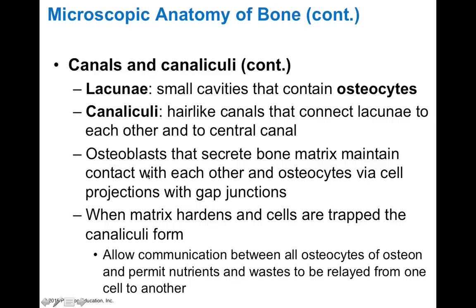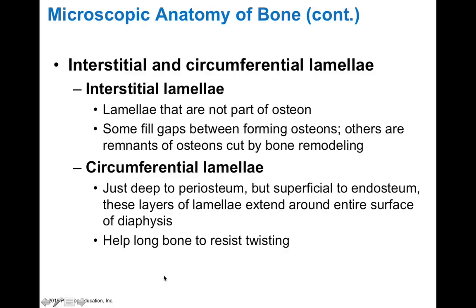Now, osteoblasts that secrete bony matrix maintain contact with each other, and they communicate via gap junctions. That way the osteocytes can tell osteoblasts how they might want to remodel the bone based on the stresses that are placed on it. Now, when the matrix hardens, these osteoblasts get trapped into spaces called lacunae, and that way they form osteocytes. It's also when the canaliculi form. It allows for communication of all osteocytes within an osteon.